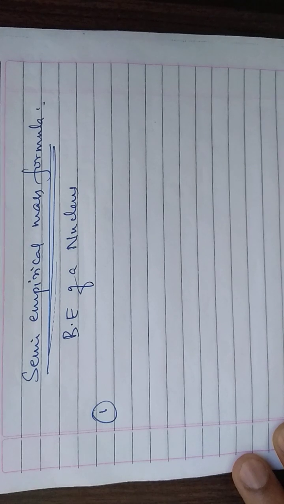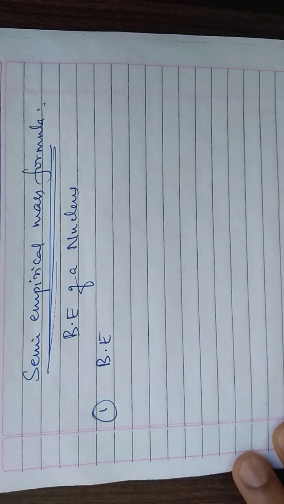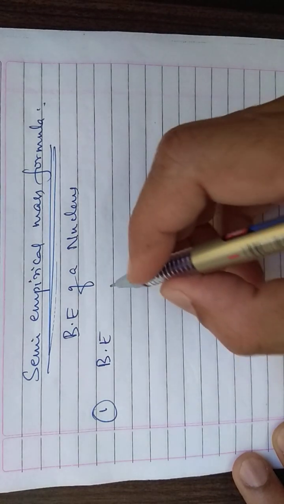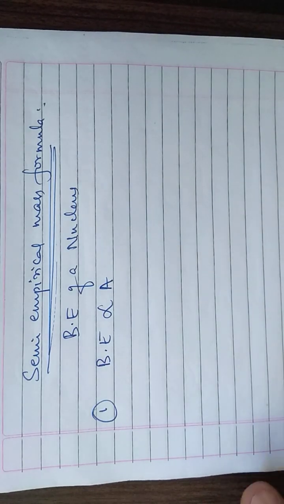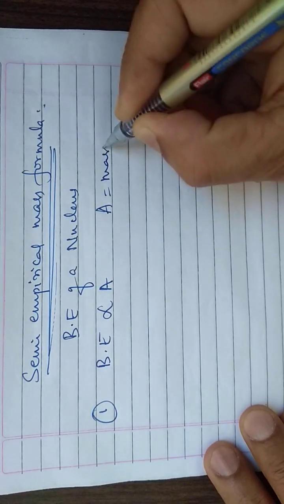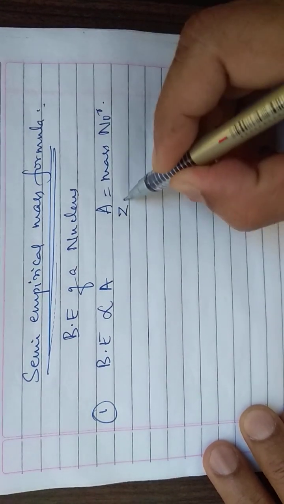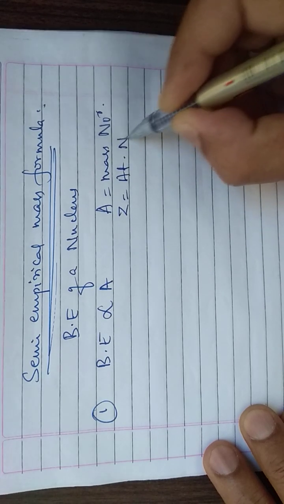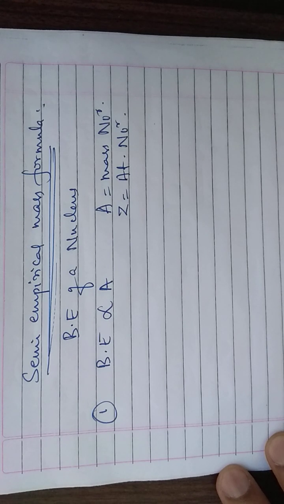Point number one. The binding energy of a nucleus is directly proportional to the mass number. A is the mass number of a nucleus, don't forget. Z is the atomic number of a nucleus. Already we know all these concepts. Capital A represents the mass number, Z represents the atomic number of a nucleus.